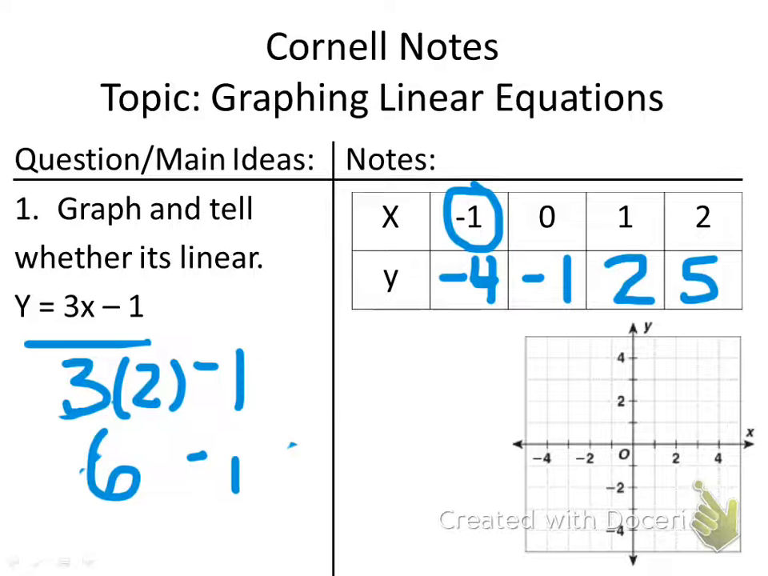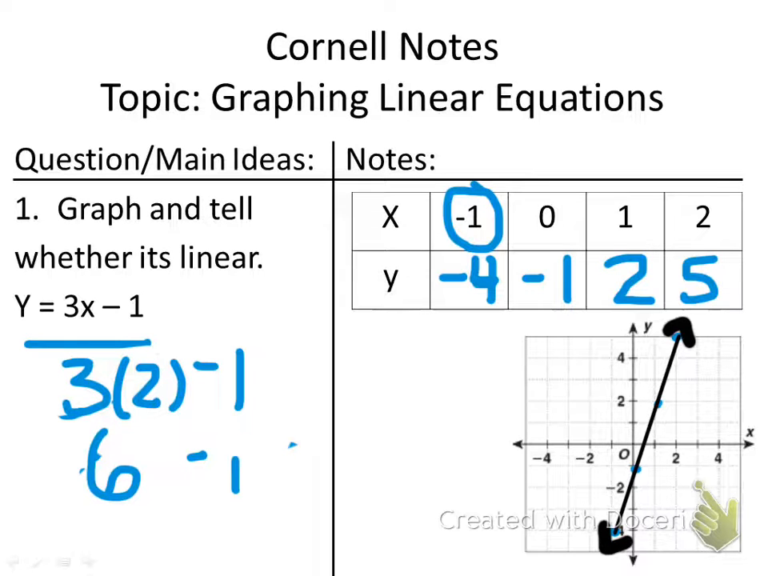Now I need to graph these on my graph. So I'm going to start with negative 1. So I go 1 to the left, negative 4 down. Next, I have 0, negative 1. Then I have 1, positive 2. 2, positive 5. And now you can see my line. So I'm just going to draw my line. And make sure that you have arrows. Arrows make your line. If I didn't put my arrows, it would be a line segment.